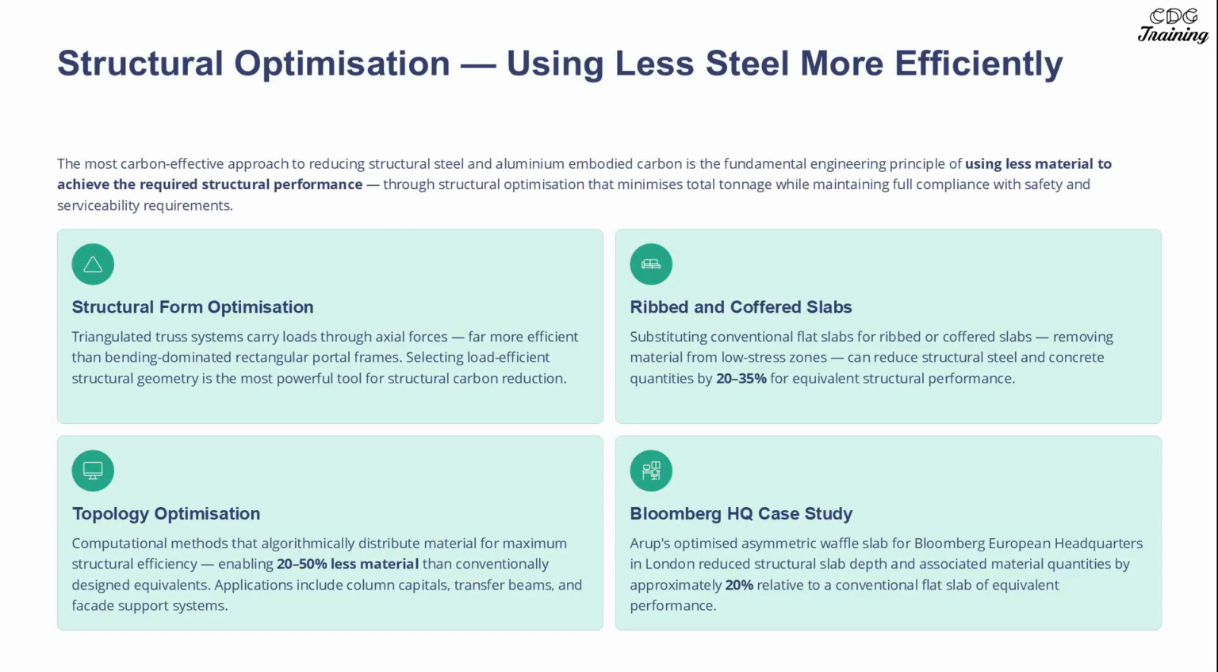Reducing embodied carbon in construction involves using materials more efficiently. Structural optimization techniques can significantly cut material use while maintaining performance, offering a practical approach to sustainable building design.